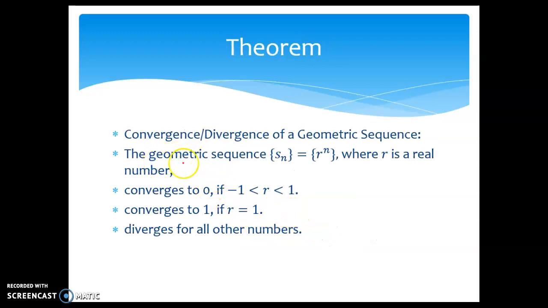So here we're going to talk about the geometrical sequence. The geometrical sequence S of n is equal to r raised to the power of n, where r here is a real number. This one converges if r is in between -1 and 1. It converges also if r is equal to 1, and it diverges if r is greater than 1.